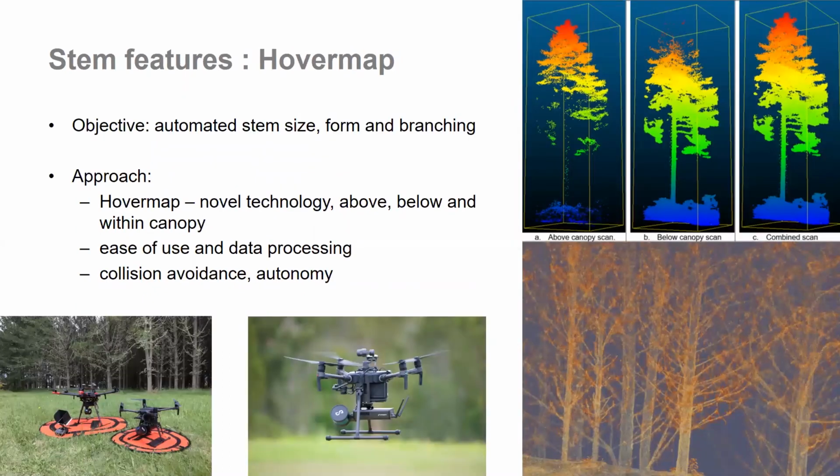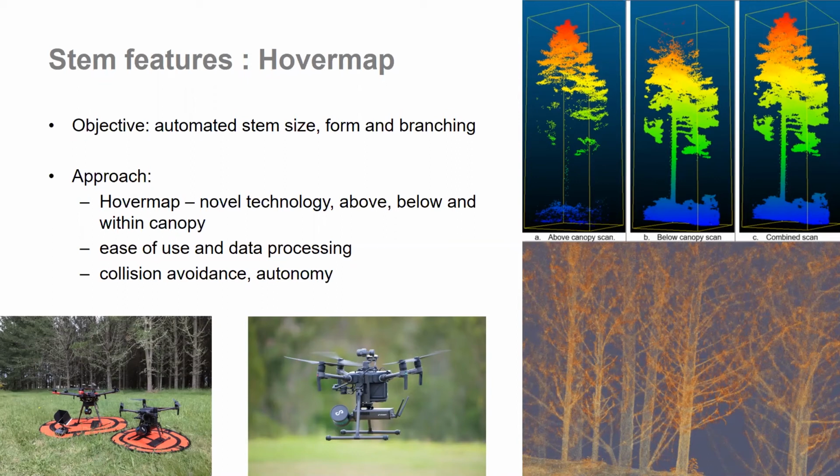So in the third area, we looked at characterizing tree stems. The objective here is really to automate the measurement of stem size, stem form, and branching. So in prior work, we'd found that when we scan from above, say with a UAV, we tend to have insufficient information on the stem to accurately characterize it. Meanwhile, if we scan from below, we can generate quite detailed information on the stem.